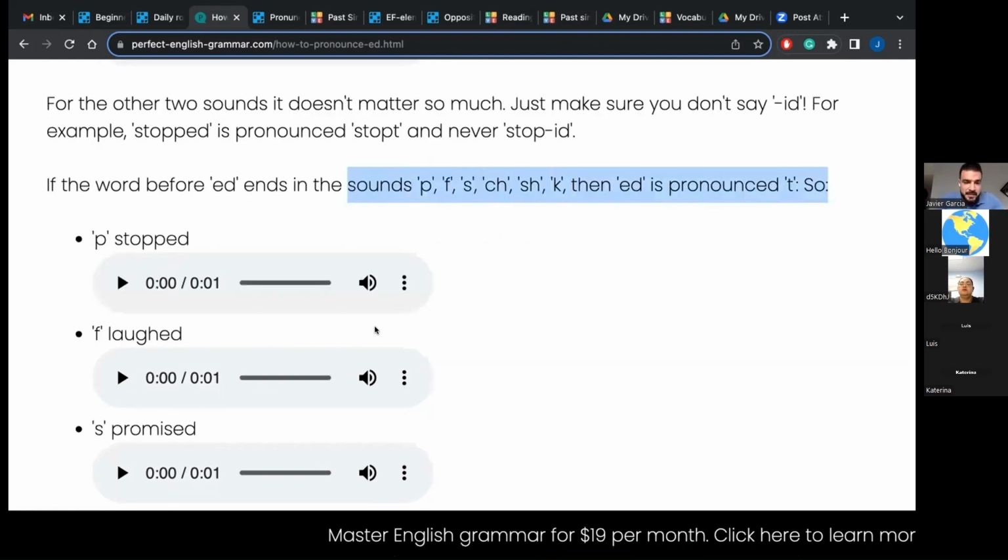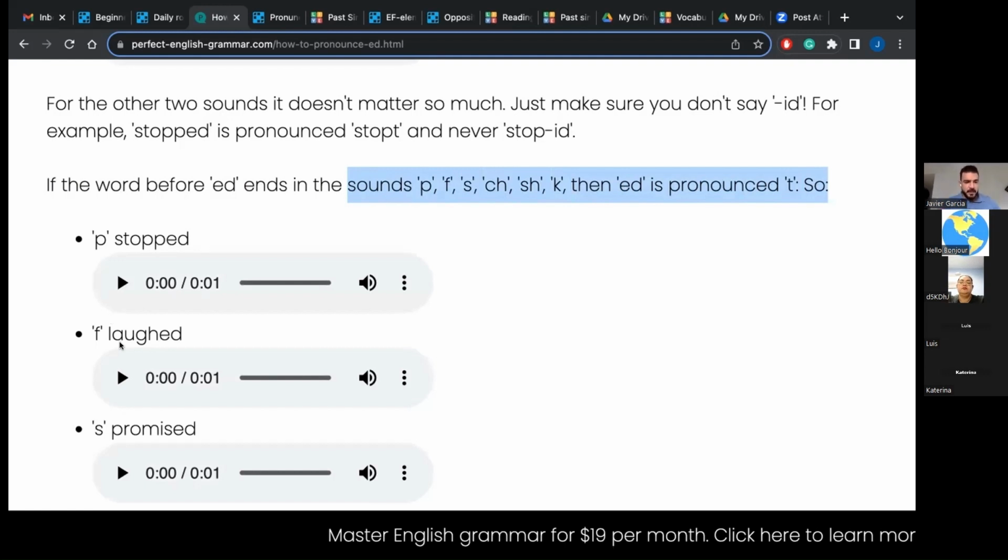What do we have here? We have here a double P, okay? So here's the P. So this one is going to be pronounced stopped, okay? Stop. Stop, right? That we were practicing at the beginning, right? Good.